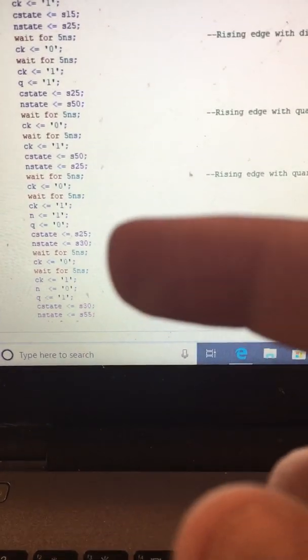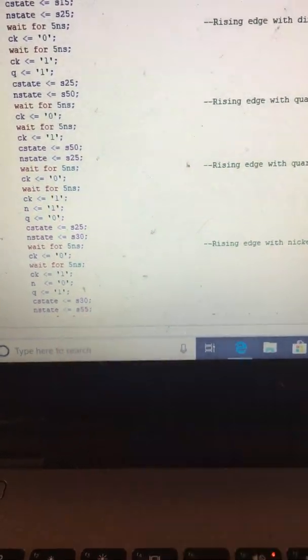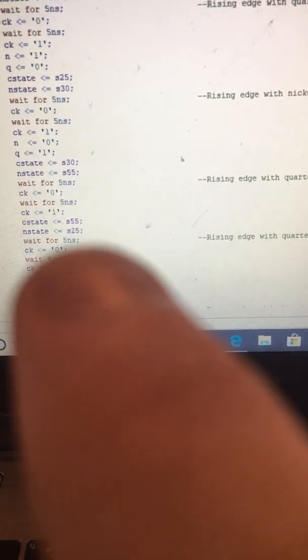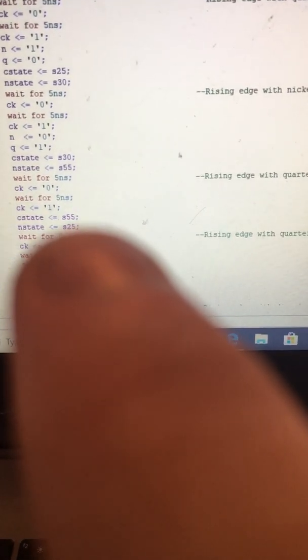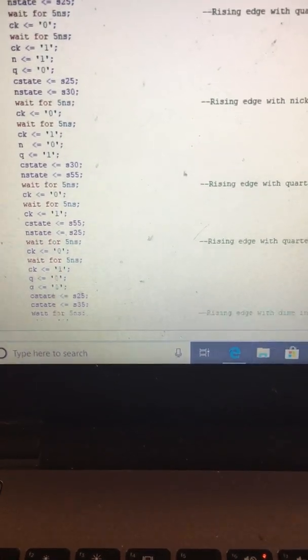At the next rising edge, a nickel is inserted, so the next state is state 30. And at the next rising edge, a quarter is inserted, so the next state is state 55. And at the next rising edge, a quarter is inserted again, so the next state is state 25. The output there is 1, 1, which stands for an item being vended with change being given.